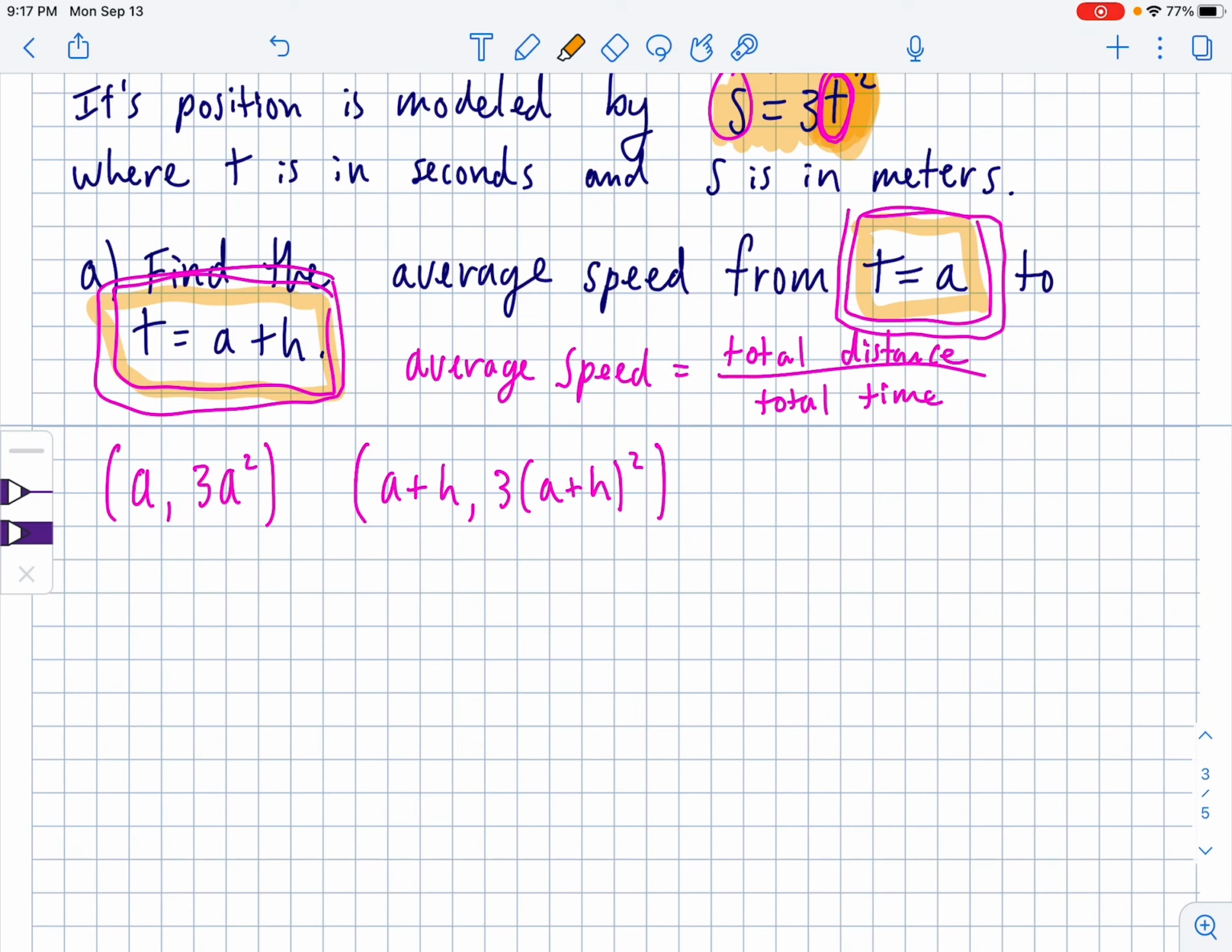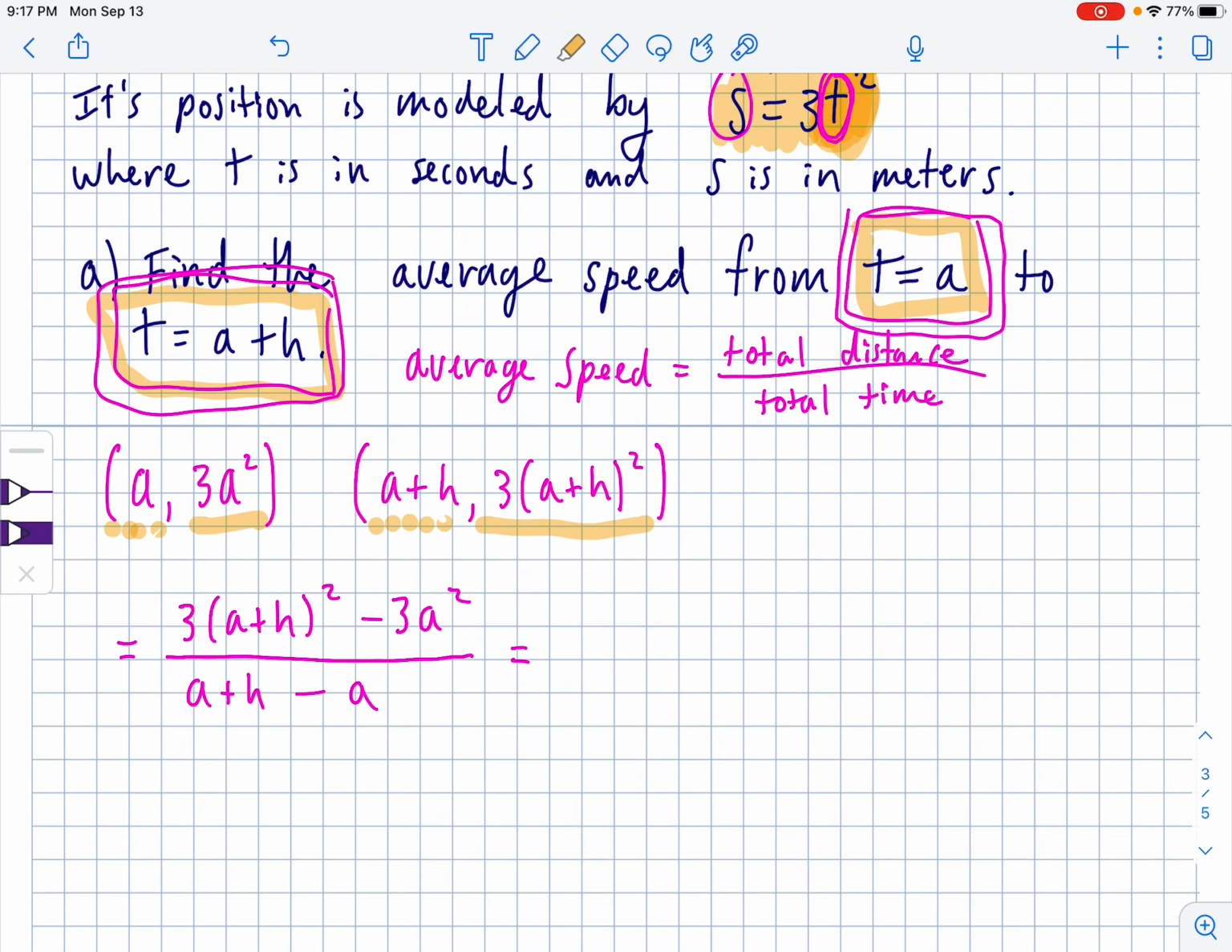So we're just going to do y2 minus y1 over x2 minus x1. Here we go. y2 minus y1 all over x2 minus x1. Now we need to do a lot of cleanup.